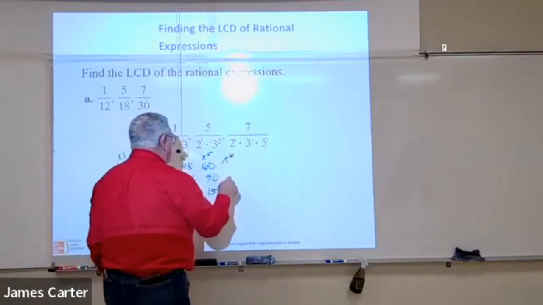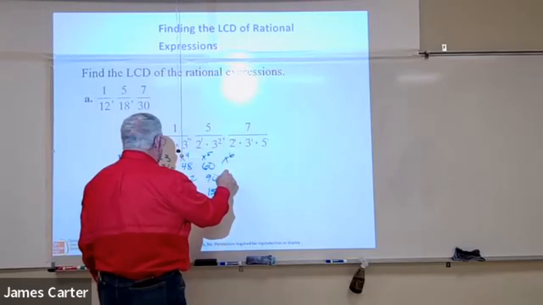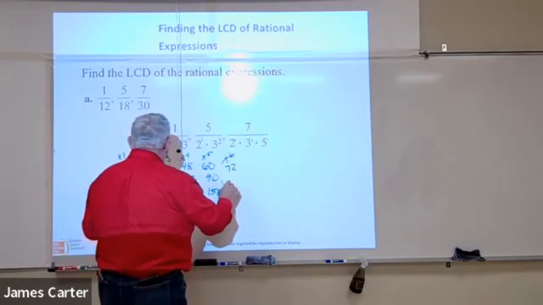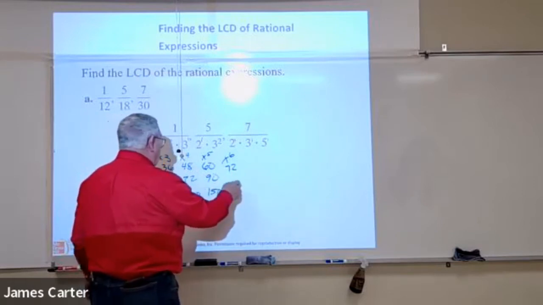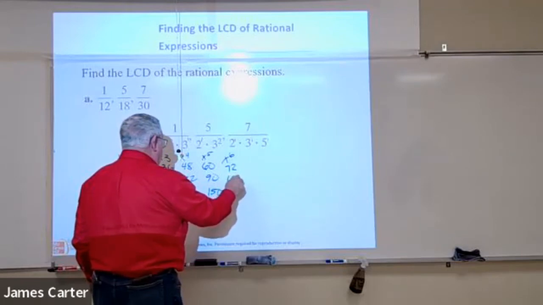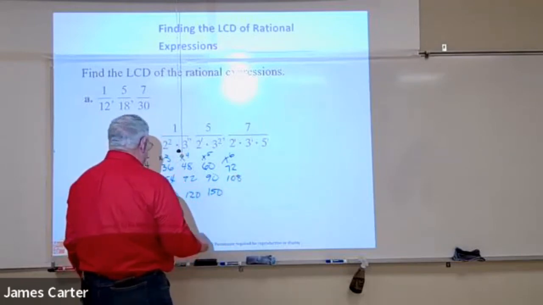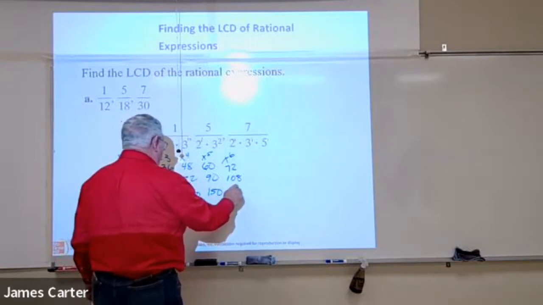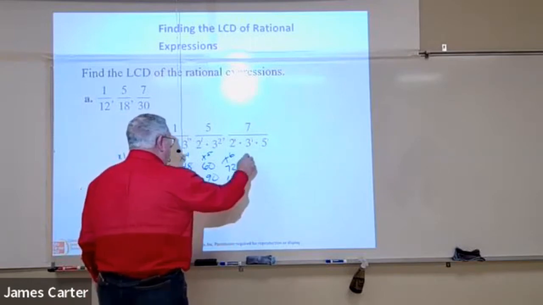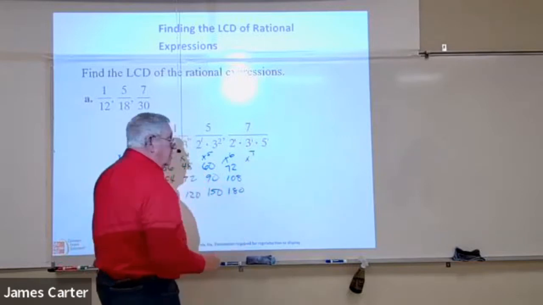Times 6. Okay, here you've got 72. There's a 2-way match. Here you've got 108. No help there. And here you have 180. Times 7. You get the idea?